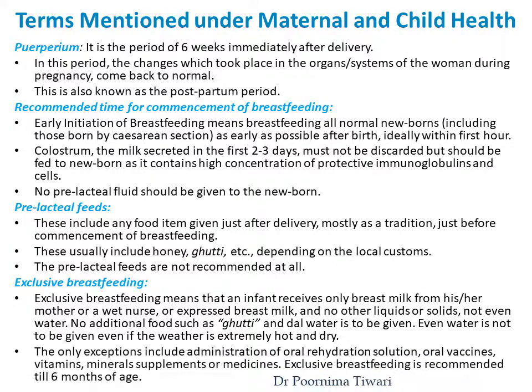There are some exceptions, like if the child gets diarrhea and requires oral rehydration solution, or oral vaccines, oral vitamins, or some medicines. If these are required or prescribed by the doctor, they can be given and still the child will be called exclusively breastfed. Exclusive breastfeeding is recommended for at least 6 months of age. Till 6 months of age, the child should be exclusively breastfed.